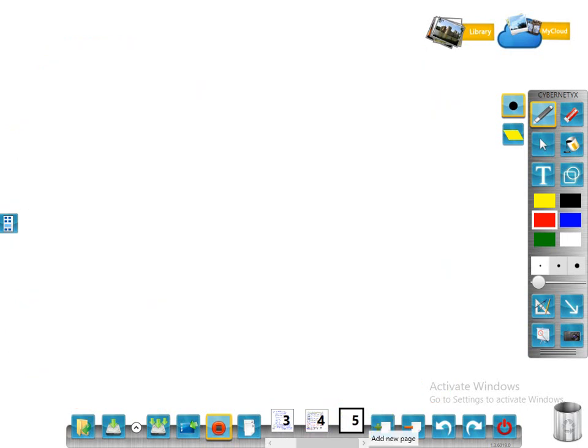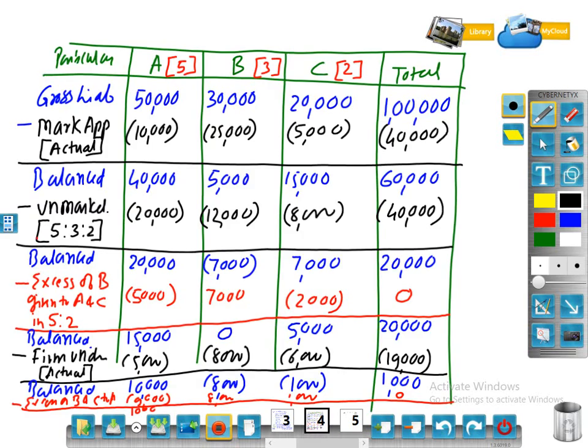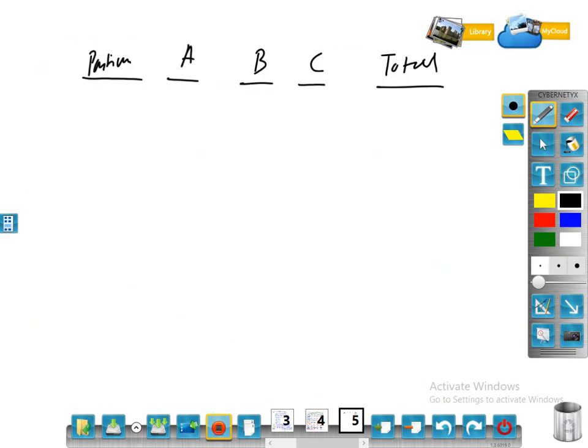This is Mr. A, B, C and total, and particulars. I will continue this. Balance: 1000, 0, 0 and 1000. Here also 1000. So 1000, 0, 0 and total 1000.